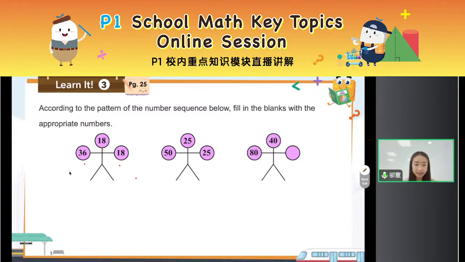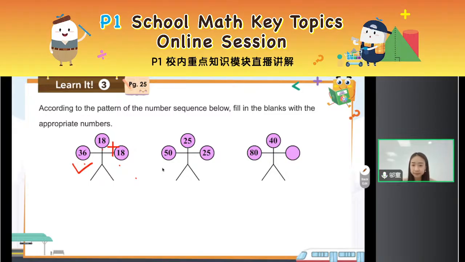Which one is the answer of the other two numbers? Always the biggest one. Good job. So here you can see 18 and another 18. They add up to 36. So what about the middle one?